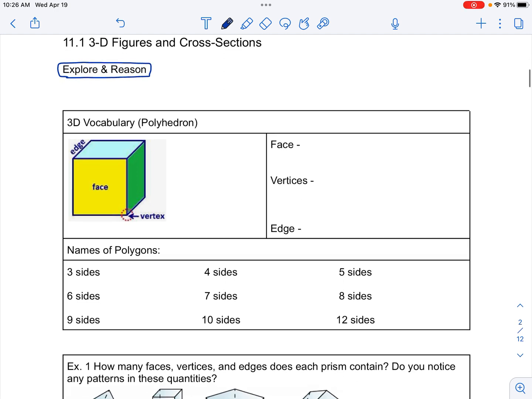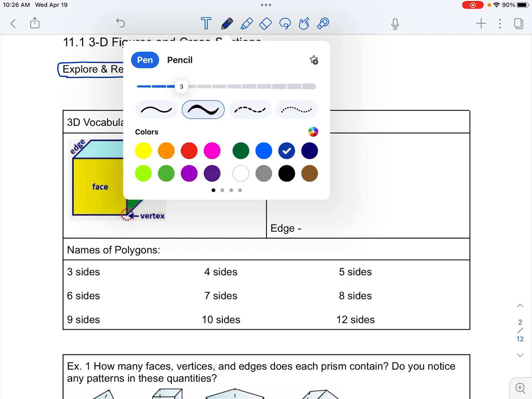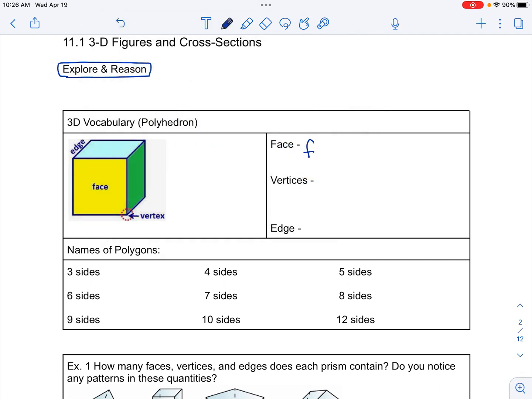So let's go back to thinking about what is a face, a vertex, or an edge when you have a 3D shape. We call 2D shapes polygons, but 3D shapes are polyhedrons. You'll notice the end of the word is a little different. A face is just known as a flat surface. So it's the flat sides of your 3D shapes.